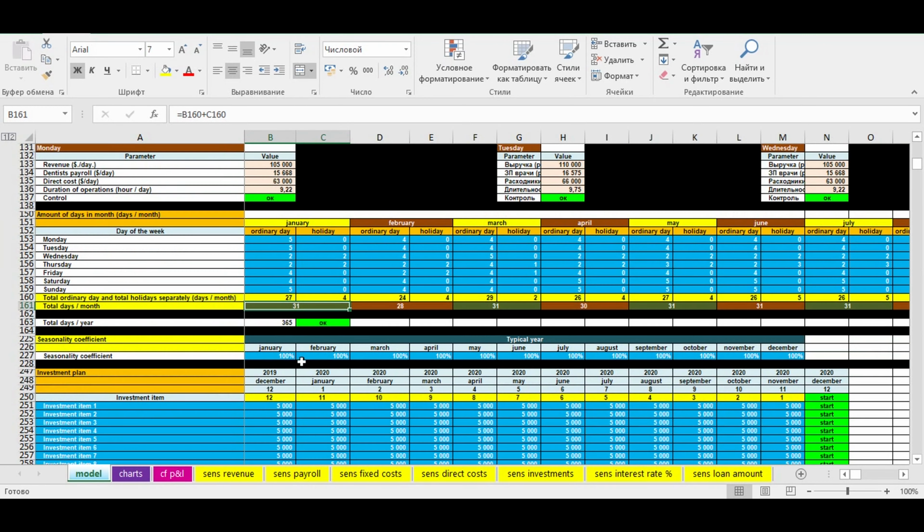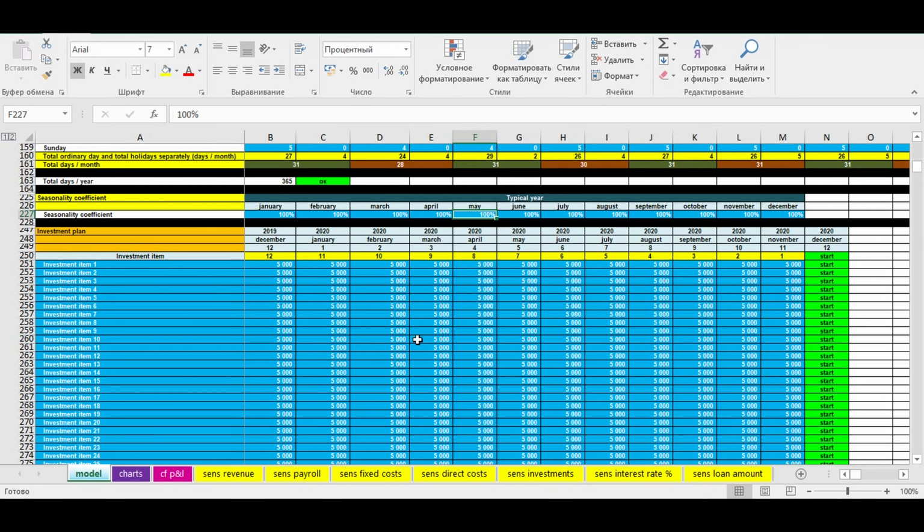Then you have a seasonality table. Here you have a typical year where 100% is typical revenue mentioned here. If some months have a decline in revenue, you can use a coefficient to decrease it.